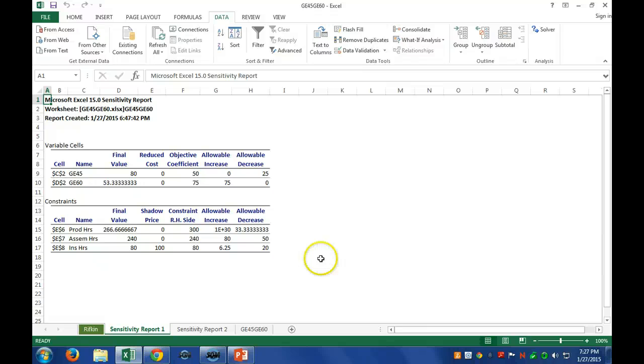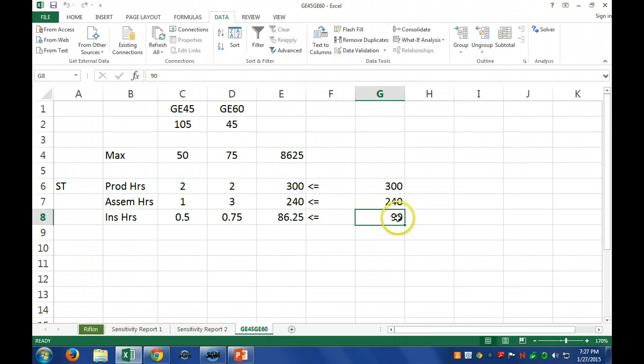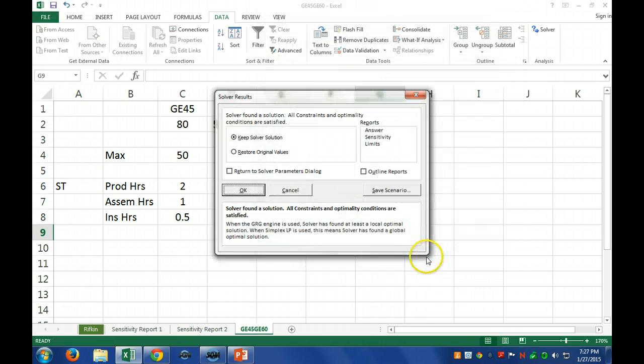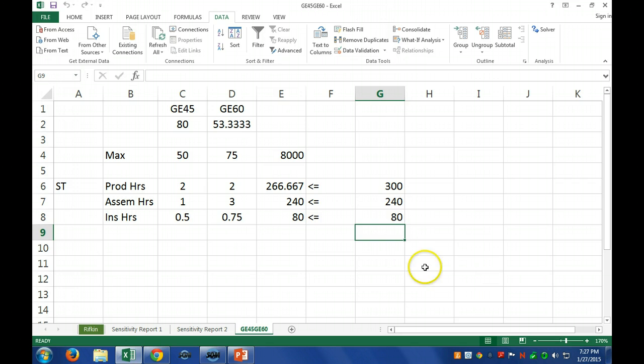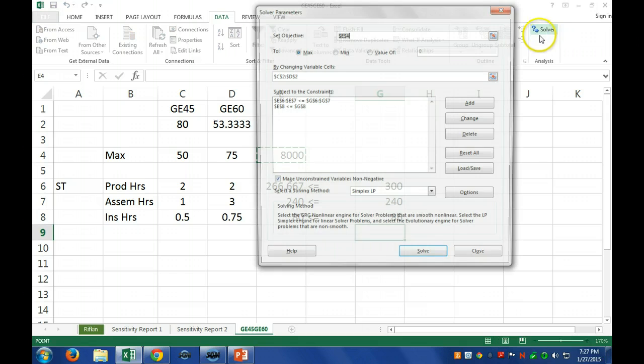So let's go back to the beginning. Let's change this to 80 and resolve, just to set it where it is. So let's test that out. If I go up to 86, it says, okay, that's in the range of feasibility. So the shadow price was 100. So I should get what? When I go up to 86, the profit should go from 8,000 to 8,600. So let's see if that happens.